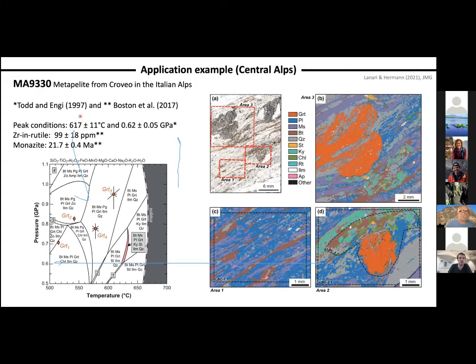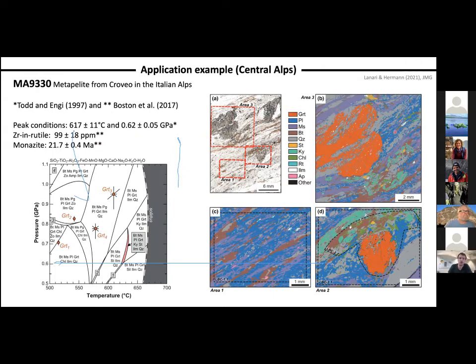So the peak conditions, they determine about 620 degrees, 0.6 GPa. We have also some zirconium rutile composition. We have the monazite age that is 22 million years, probably dating very close to the peak conditions for this metapelite.